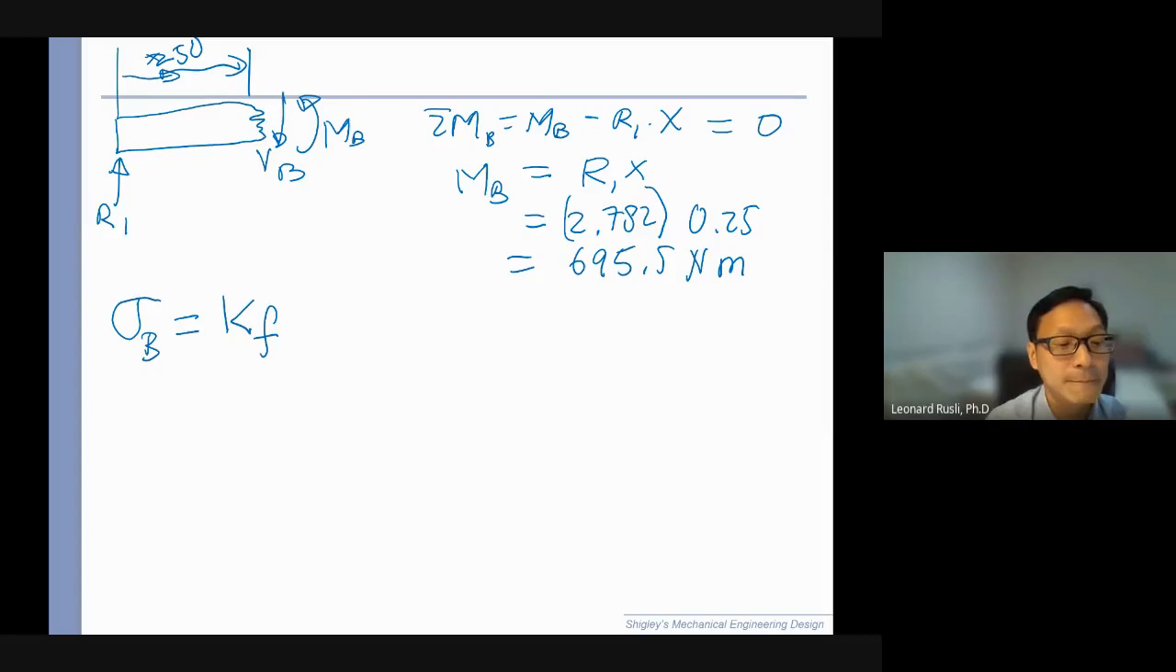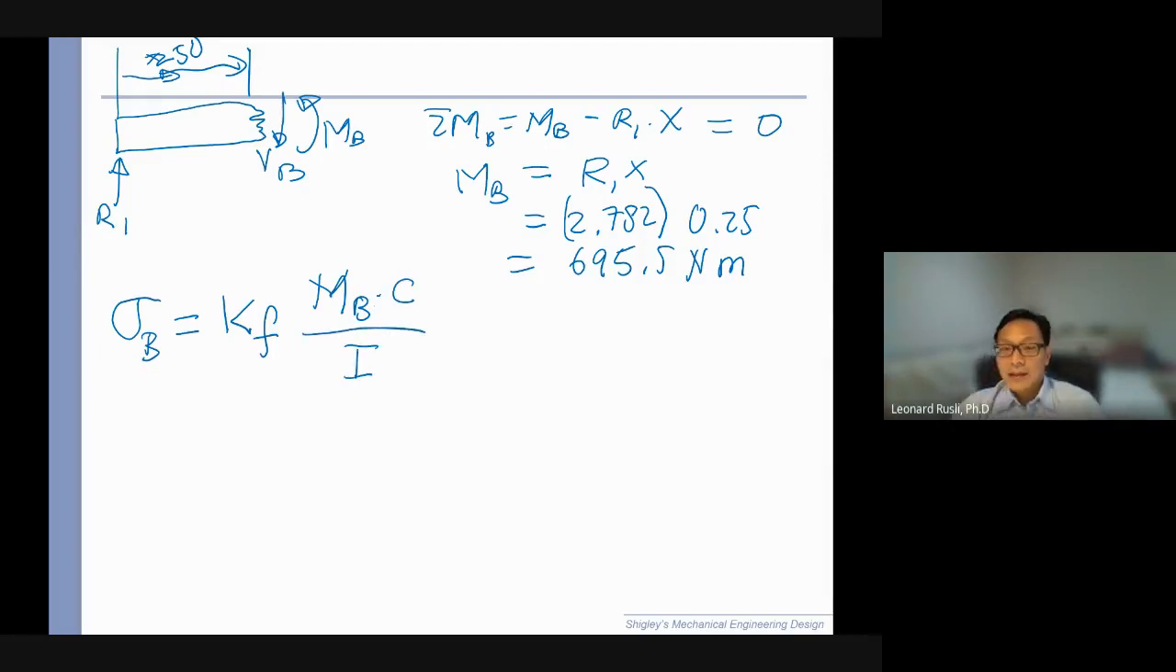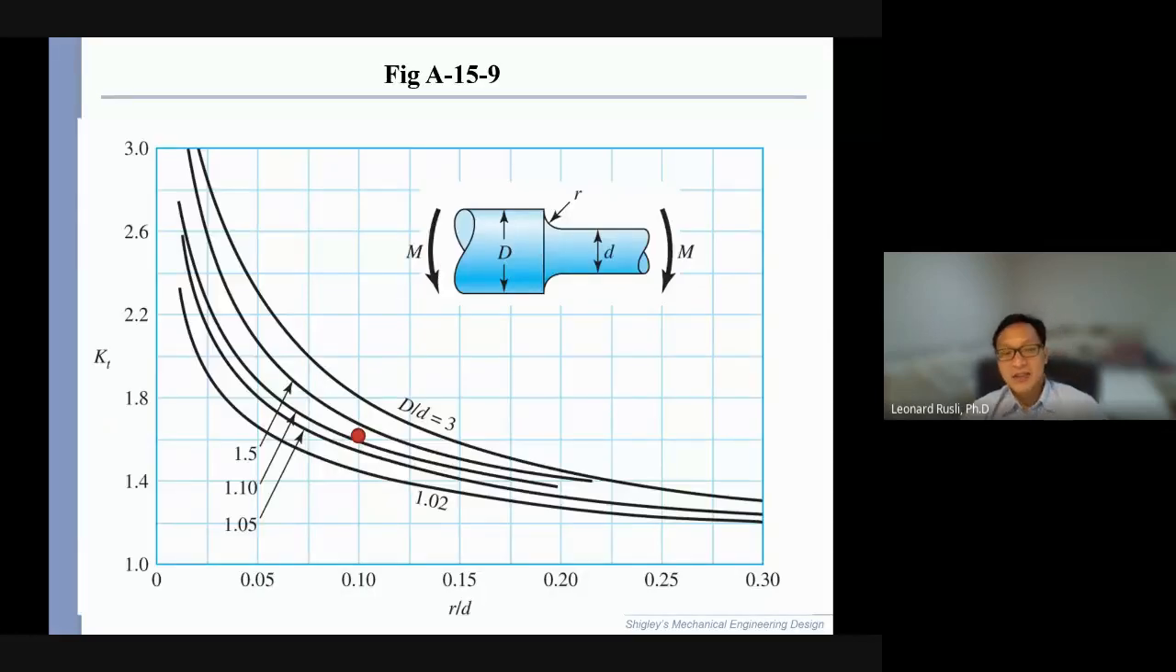Okay, so we're going to do this. But in order to find KF, we need to look up the tables. MBC over I is still material from semester 2. What is new here is KF. So I'm trying to build on top of the knowledge that you have previously. Okay, KF is obtained from this chart.